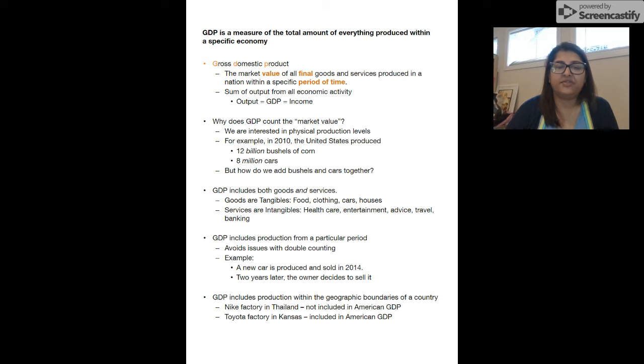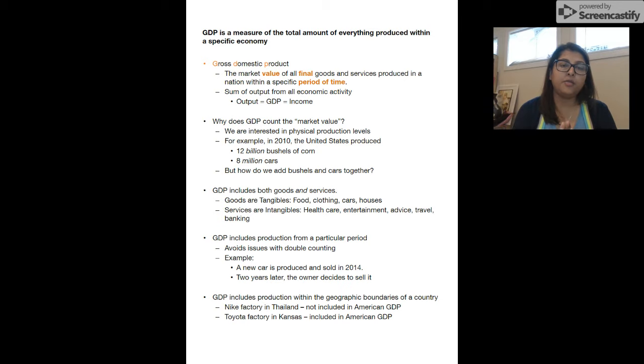So I'm just going to take a very simplistic example. In terms of corn, say 12 billion bushels of corn are produced in a country, while 8 million cars are produced. Now, I can add 12 plus 8. The problem is bushels and cars are non-additive, right? That's a fundamental problem that we face as soon as we start thinking about economy-wide issues.